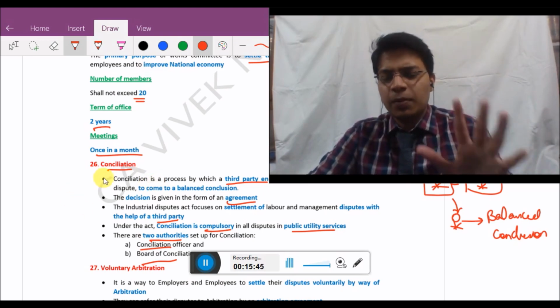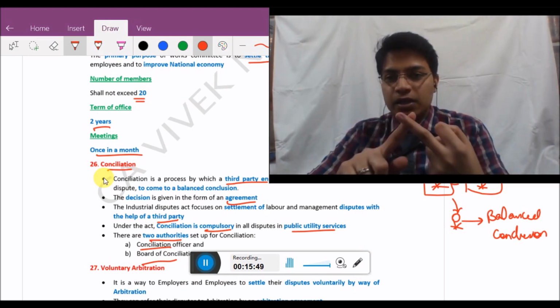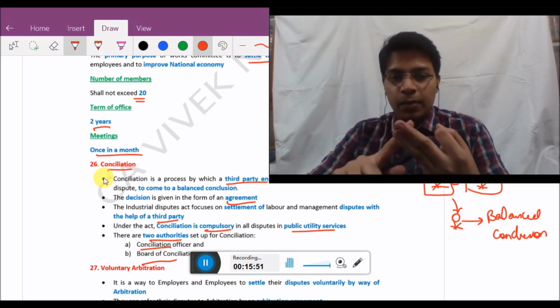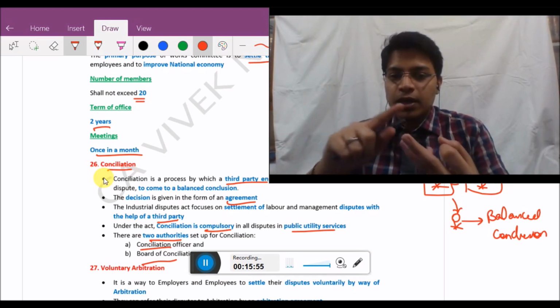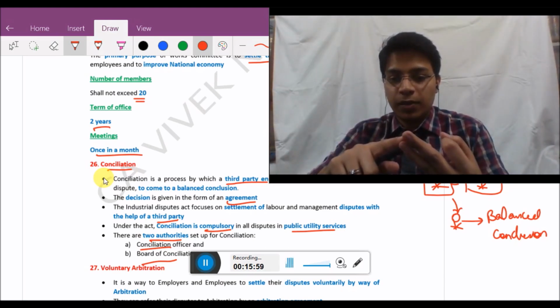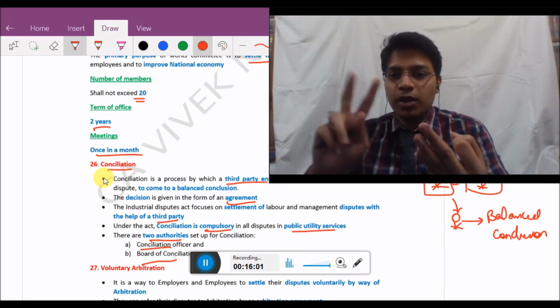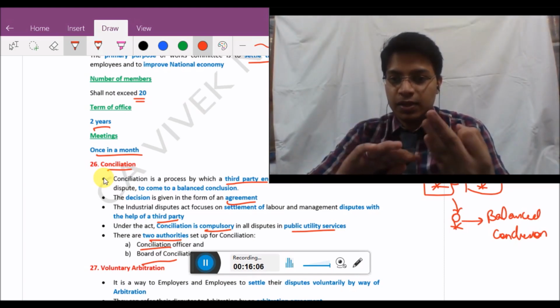So in conciliation there are basically only 3 points. First point is the definition: a third party comes and settles the dispute, preparing an agreement. Second point is that if it is a public utility service, then conciliation is compulsory. Third point is the authorities set up. There are two authorities: the Conciliation Officer and the Board of Conciliation. That's it.